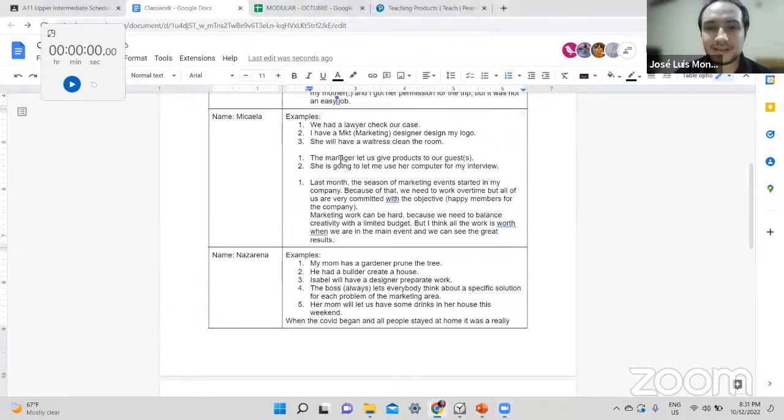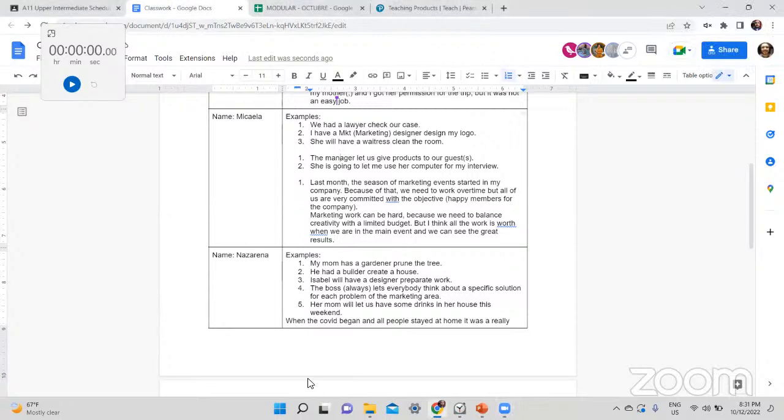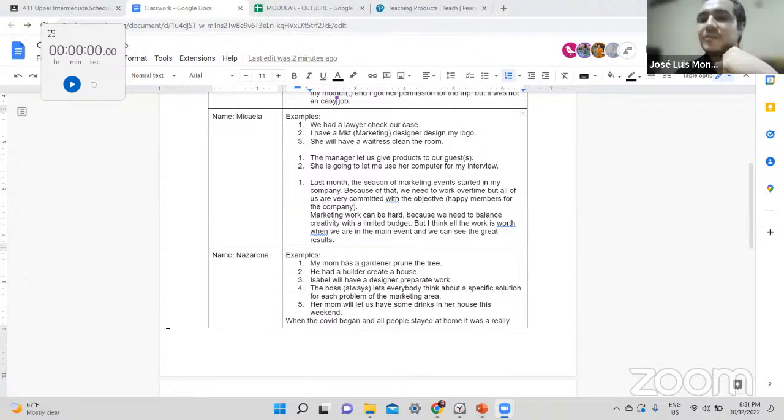Okay, until this part. Last month, the season of marketing events started in my company. Because of that, we need to work overtime, but all of us are very committed with the objective, happy members for the company. Marketing work can be hard because we need to balance creativity with a limited budget. But I think all the work is worth when we are in the main event and we can see the great results. Thank you very much, Nazarena.